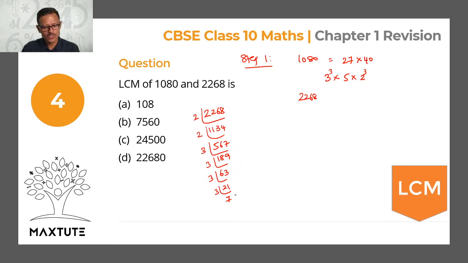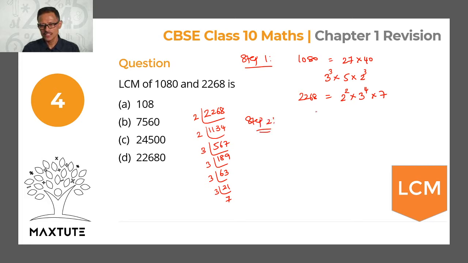Then just quickly run through this process. It takes you probably another 30 seconds to get to the answer. So 2268 is equal to 2 square times 3 raised to the power of 4 times 7. We need to find out the LCM. Step 2 will give us the LCM. Step 2, LCM is a product of all different primes you see.